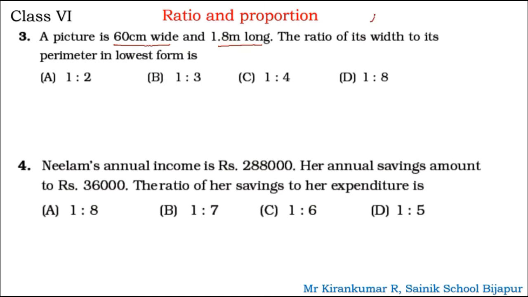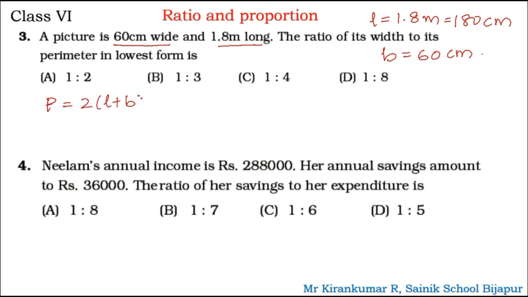Here the length is 1.8 meter, which is 180 centimeter. And the breadth here is 60 centimeter. So we can find out the perimeter of this particular picture, which is a rectangular one. So it is 2 times length plus breadth. So 2 times 180 plus 60. 180 plus 60 is 240. When you multiply by 2, we get 480 centimeters.